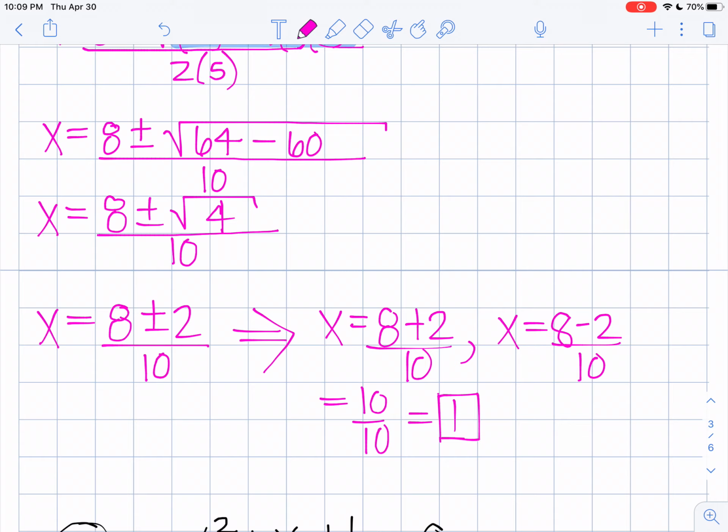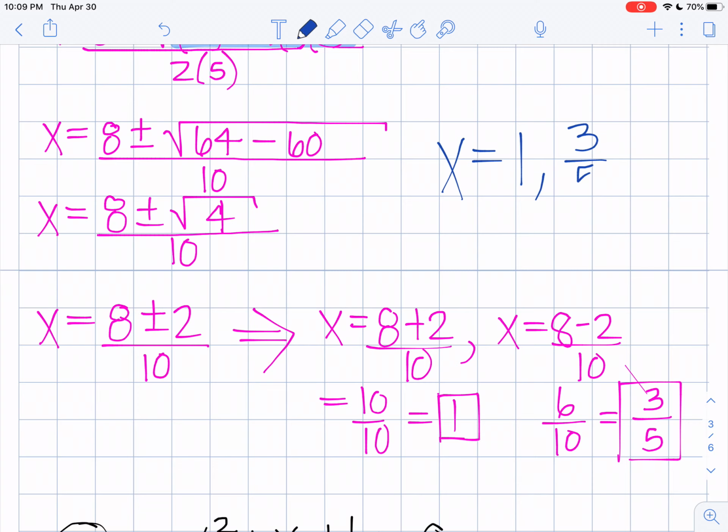that's equal to 6 over 10, and I can reduce 6 over 10. What number both goes into 6 and 10? 2. 2 goes into 6 3 times, and 2 goes into 10 5 times. So 3/5 and 1 are my final answer. So we'll make that kind of big up here. So here x is equal to 1 and 3/5.